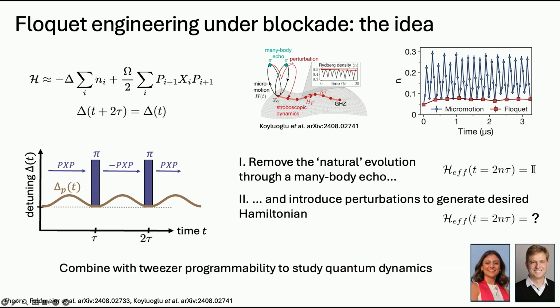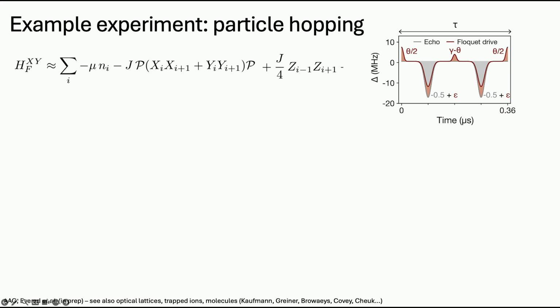And now we can think about combining the programmability of the platform, for example, tunable geometry or initial state preparation, with this ability to generate some effective Hamiltonian. So as a first example, a very ubiquitous Hamiltonian, which is just a hopping Hamiltonian. So engineer a chemical potential term, some spin exchange or hopping, crucially within the blockaded subspace. That's what the P projectors are.